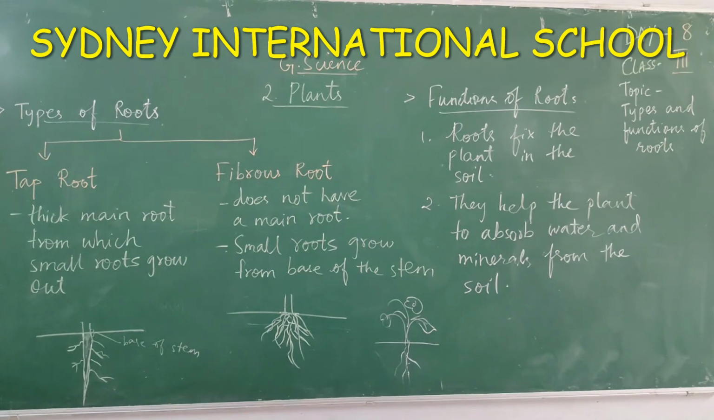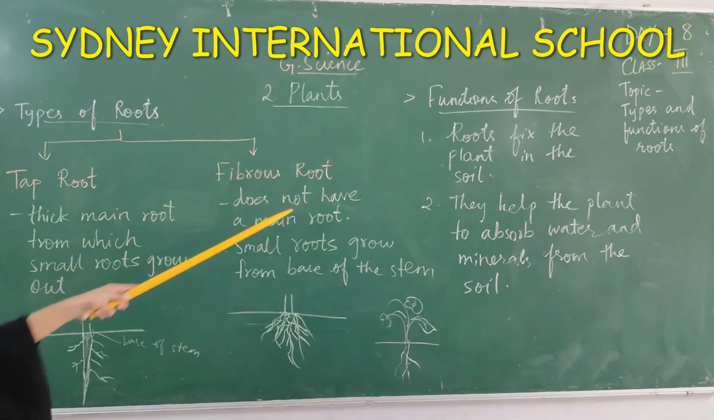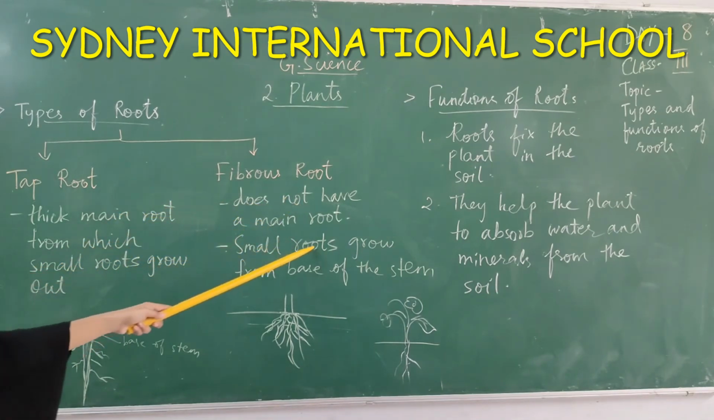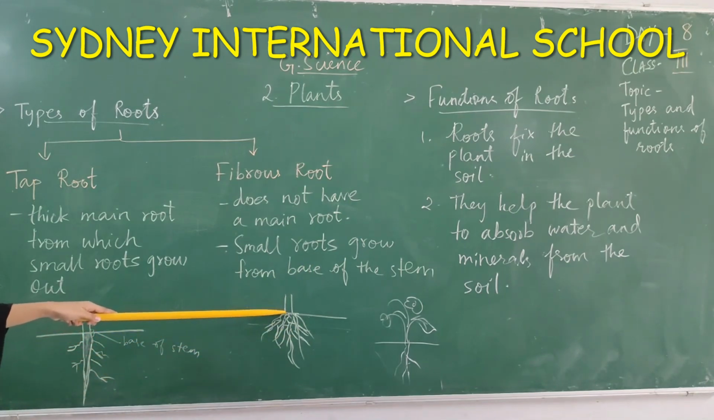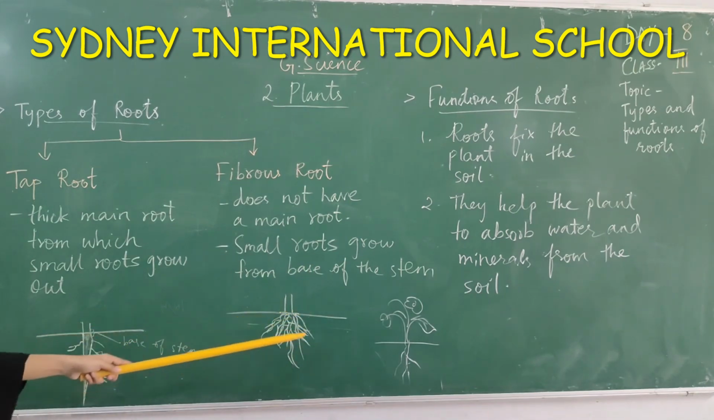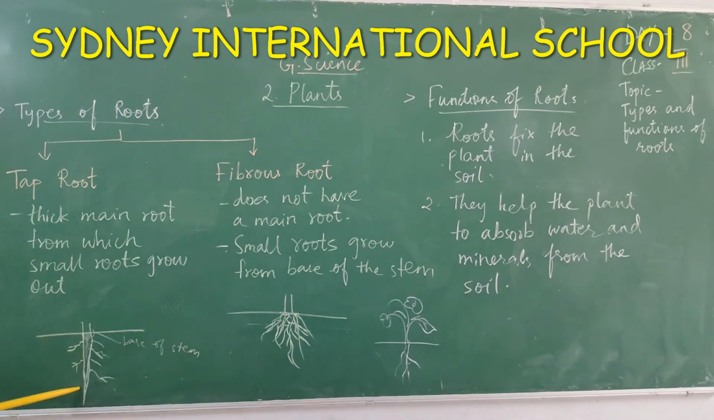Okay, let's revise. What is taproot? There are two types of roots. Taproot has a thick main root from which small roots grow out. Fibrous root does not have a main root and small roots grow from the base of the stem. Directly from the base of the stem, small roots will grow in the form of a bunch. Here one big main root will be there from which small roots are coming out.